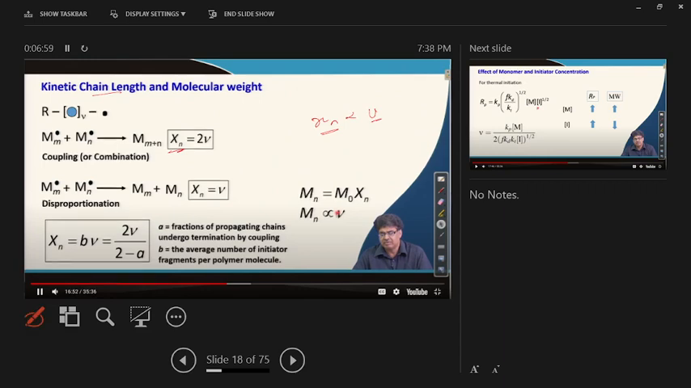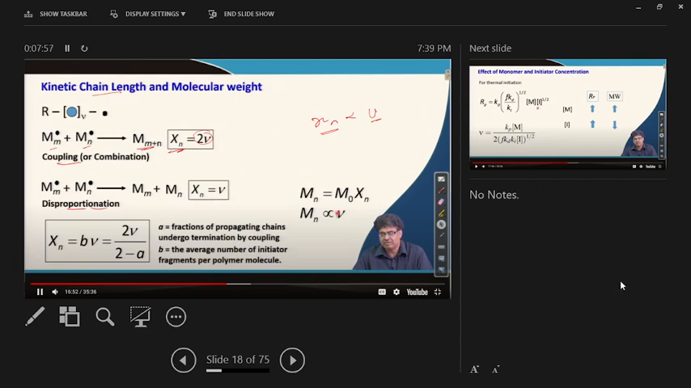But as we know, termination can occur by two types of reaction: first is coupling, and second is disproportionation. In a coupling reaction, the chain length will just double in one step. When these two oligomers react, they make a polymer whose chain length is just double. So the degree of polymerization is two times the kinetic chain length. But if disproportionation occurs, then the degree of polymerization will be equal to the kinetic chain length. In any real reaction, only coupling or only disproportionation is not solely responsible; some part of the coupling reaction will be there, and some part of the disproportionation reaction will be there.